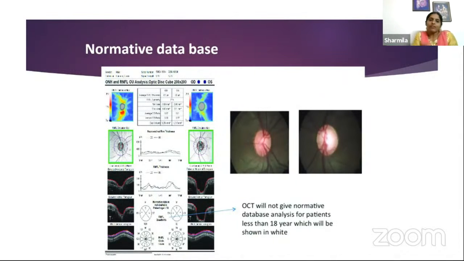We all know that we have the normative database only for patients more than 18 years. So those who are less than 18 years, there won't be any color coding. And also, if you look at these machines, these are all basically developed with the normative databases of European descent or American descent. And here we have only 1% of Indian population contributing to that. So that has to be also kept in mind.